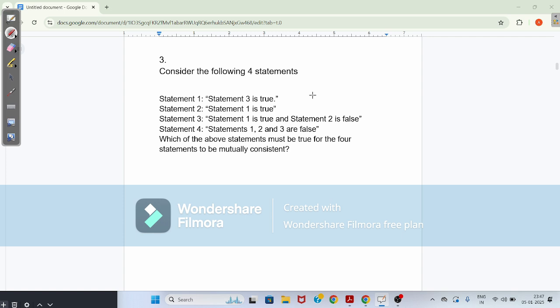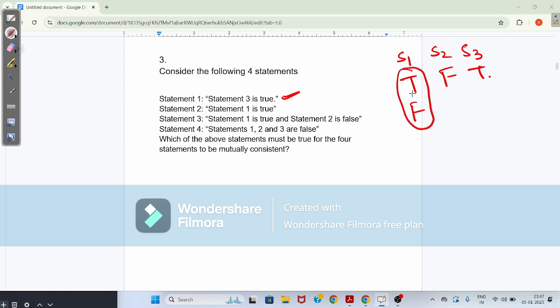Now here, this is the question which has been given. Statement 1 says statement 3 is true. This is statement 1, statement 2, statement 3, statement 4. Statement 1 says 3 is true, means this is true. Statement 3 states 1 is true. And statement 2 is false. What is statement 2 saying? Statement 2 is saying this is false here.